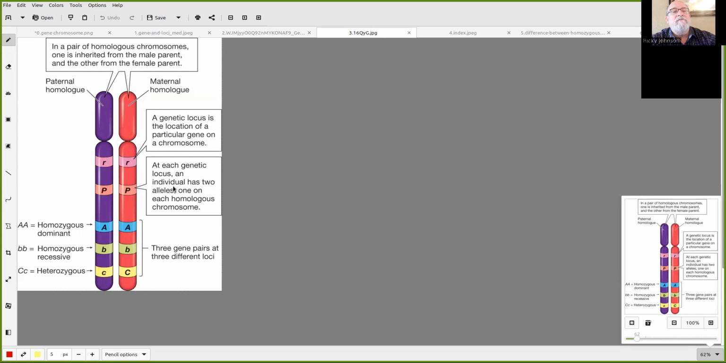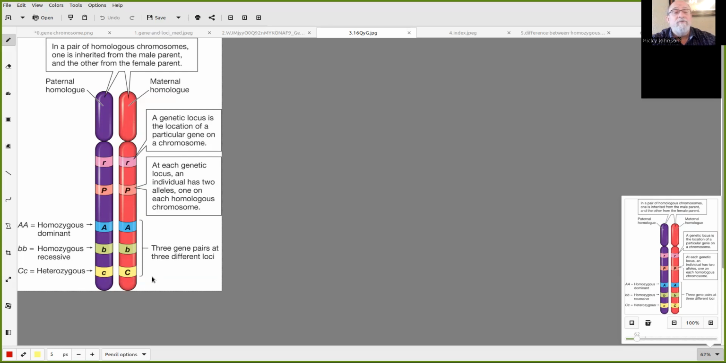So this is the idea. At each genetic locus, an individual has two alleles. You have big P and big P here, one each on each homologous chromosome. So I think this diagram is a pretty good one. It kind of explains everything. This is the locus of a particular gene on a chromosome. But it doesn't mean that they have to be identical. Like in this case down here, if you see the little c and the big C, they are different.